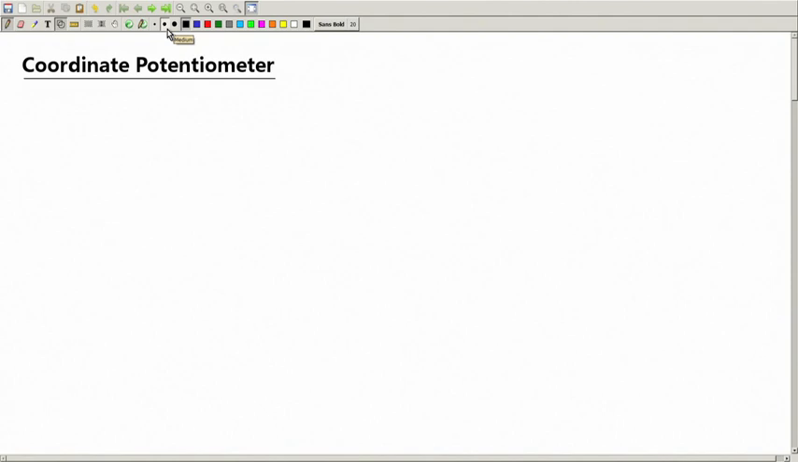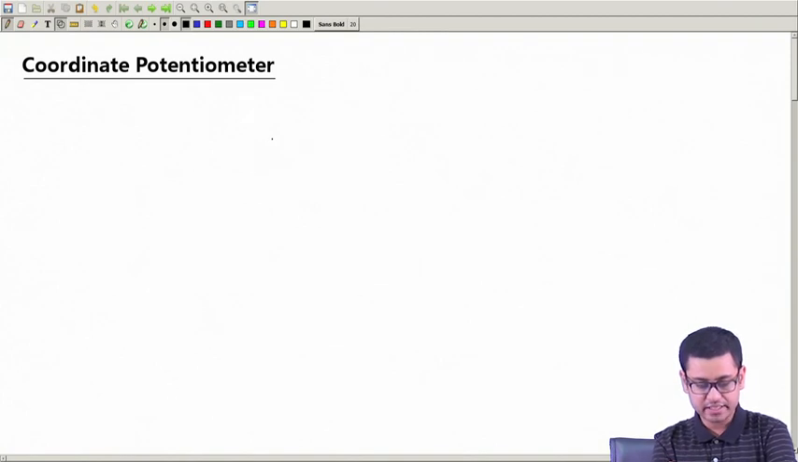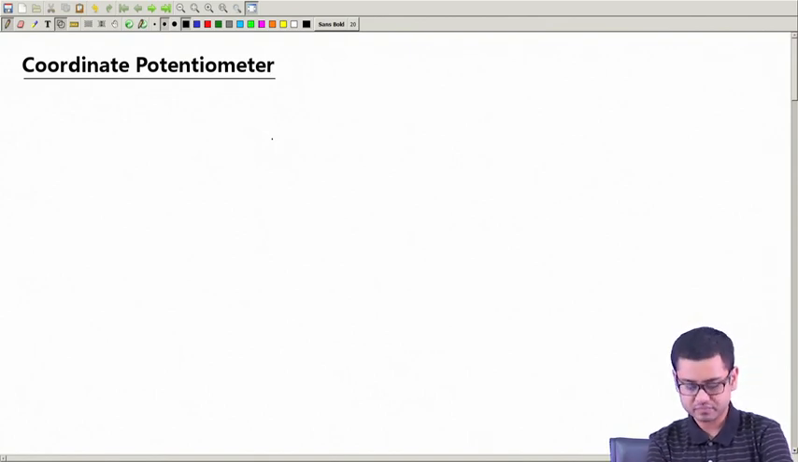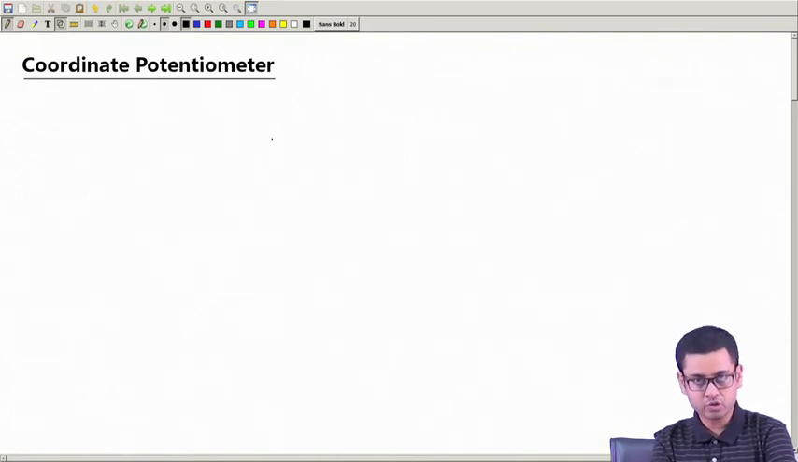We are studying potentiometers, AC potentiometers particularly. And the important issue about AC potentiometer is that the phase angle of the unknown source matters. We have seen how to take care of this phase angle using a polar potentiometer. And we are going to see another type of potentiometer, which is the coordinate potentiometer, with which we can again measure unknown AC voltages with arbitrary phase angle.